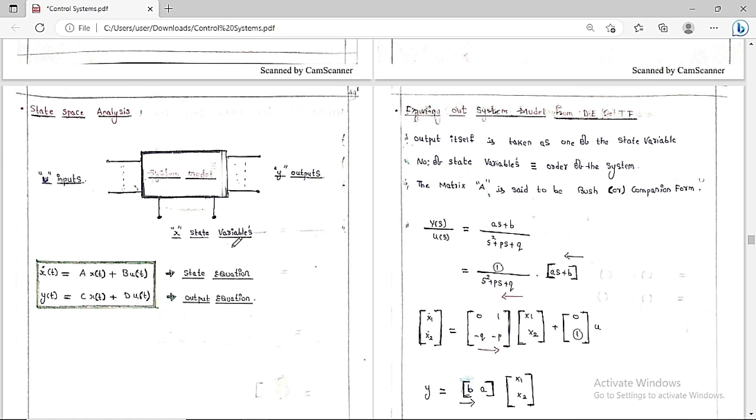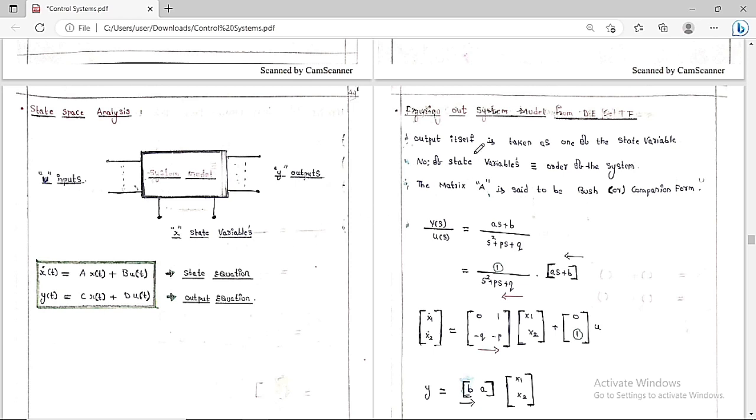Therefore, for a given system model, if there are u inputs, y outputs and x state variables, then x dot of t is equal to A into x of t plus B into u of t. This is called the state equation, and y of t is equal to C into x of t plus D into u of t. This is called the output equation. Overall, this is called the state model equation.